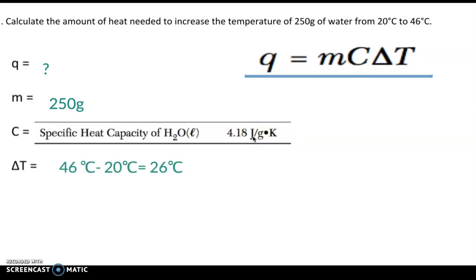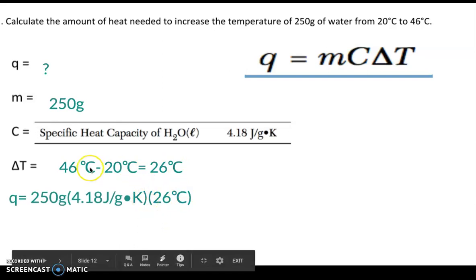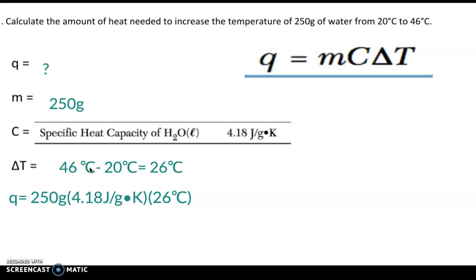And the delta T is going to be 46 degrees Celsius minus 20 degrees Celsius equals 26 degrees Celsius. And the T final was 46 degrees. That's why I put that first. T initial is 20, which is why I put that after. And when you subtract that, you get 26 degrees Celsius. I can put 26 degrees Celsius into my equation because it cancels out. This is just a change in temperature. It's not one specific temperature. So we can use the degrees Celsius in this equation.